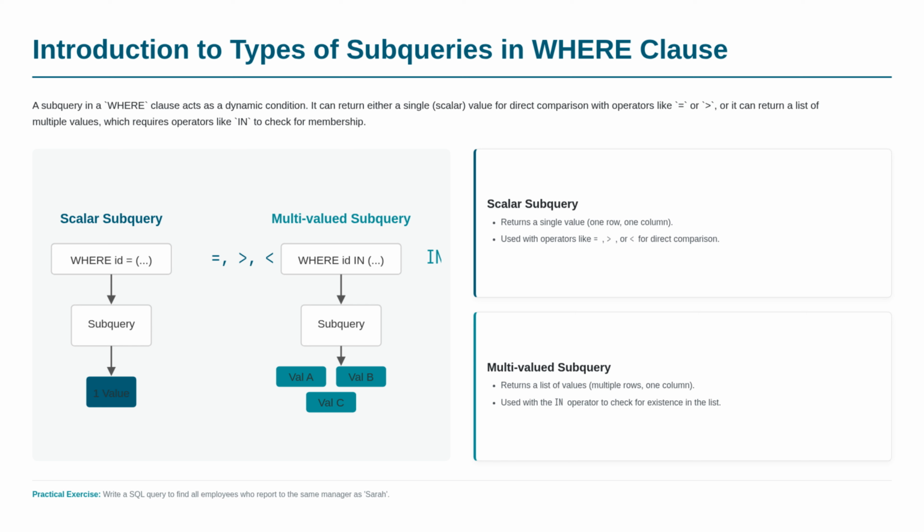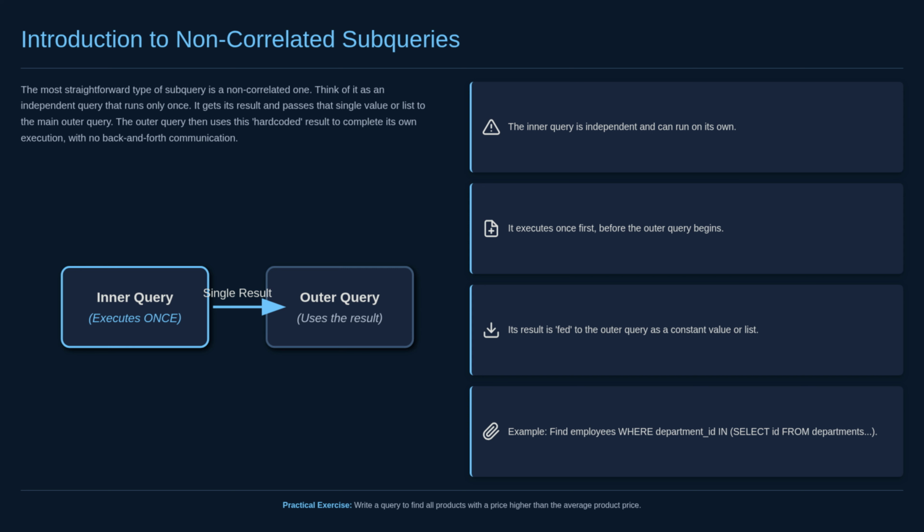When working with multi-valued subqueries, we typically use operators like in to check if a value exists in the list returned by the subquery. The most straightforward type is a non-correlated subquery. Think of it as an independent query. It runs once, gets its result, and passes that result to the outer query. The outer query then uses this hard-coded result to complete its own execution. There is no back and forth.